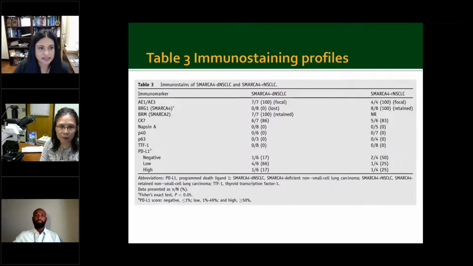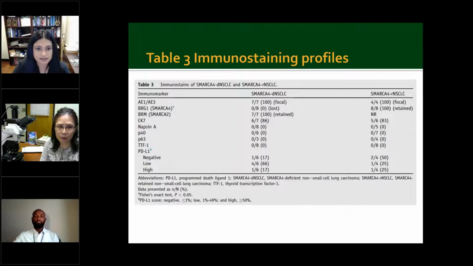So we highlighted some of the key differences in the immunohistochemical stains. This is another table from the article that shows a side-by-side comparison of the SMARCA4 deficient group compared to the SMARCA4 retained group. So pankeratin, AE1/AE3, positive in both of them, and BRG1 obviously lost in the deficient category and retained in the retained category.